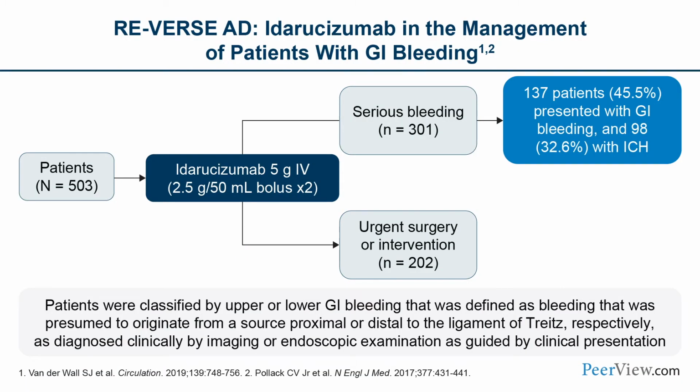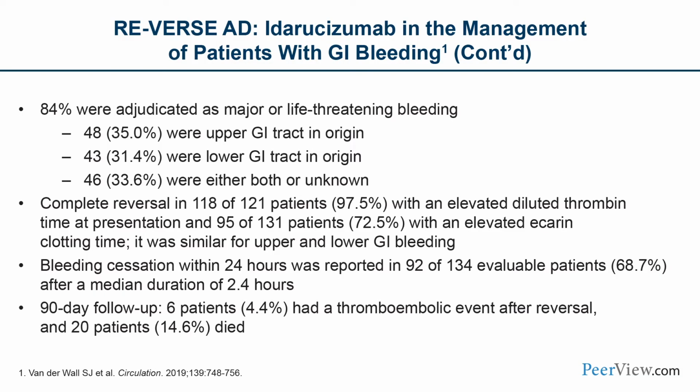Right, so there's Charlie Pollack's trial, REVERSE-AD, which was looking at idarucizumab, that monoclonal antibody fragment, antigen binding fragment, for the reversal of major bleeding and urgent surgery patients taking dabigatran. About half were urgent surgical intervention and half major bleeding. We study those in separate cohorts because the outcomes are a little different between a patient who's coming in bleeding versus one you need to do a surgery or cut on. And a significant proportion of them in the major bleeding cohort had GI bleeding.